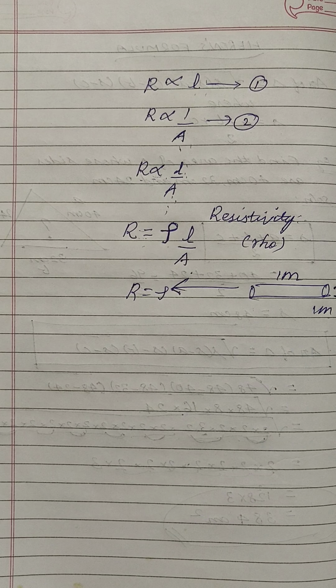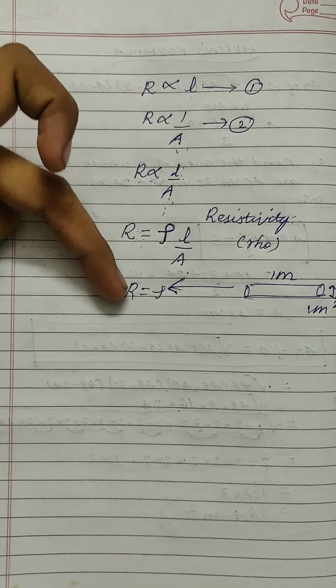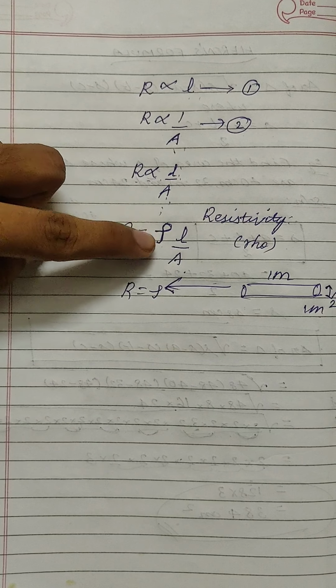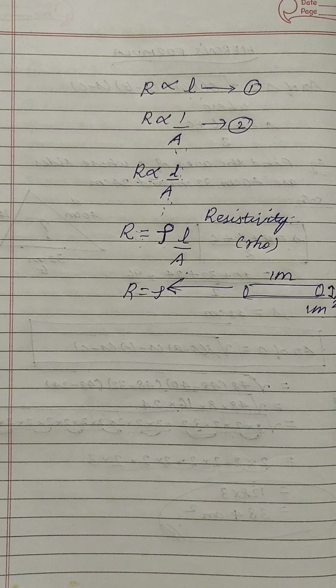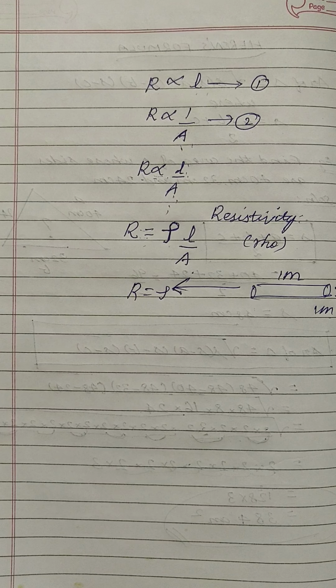Can you understand? For example, if you have a wire whose length and area are not known, then it is called resistance. But if you have a wire whose length is 1 meter and area is 1 meter square, then such a resistance is also called resistivity. So both are almost the same. Resistance is a generic term, whereas resistivity is a specific term, pertaining to a length of 1 meter and area of cross section of 1 meter square. So that is what you need to know.